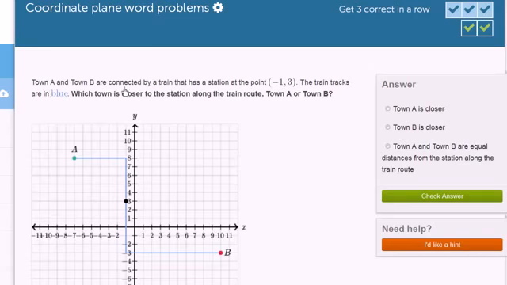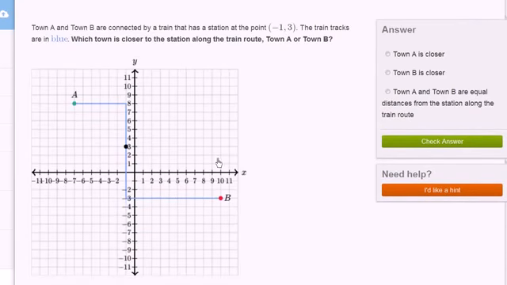Town A and Town B are connected by a train that has a station at the point -1, 3. I see that. The train tracks are in blue. Fair enough. Which town is closer to the station along the train route, Town A or Town B? So they're not just asking us the crow's flight distance, the distance if you were to fly. They're asking which town is closer to the station along the train route. So if you were to follow the train route just like that.